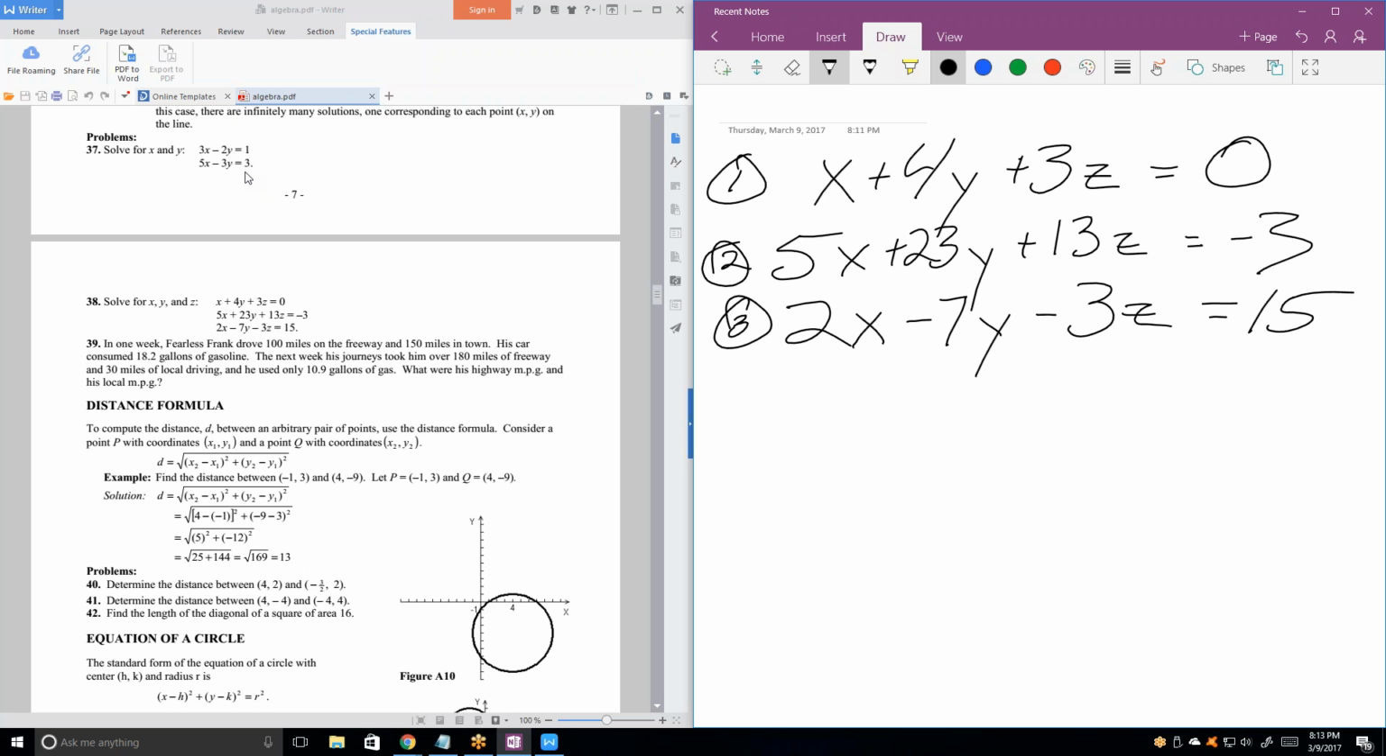It's easy to eliminate z. Notice I can add equation 1 to equation 3, and z is going to go away. But then eliminating z by using either 1 and 2 or 2 and 3 is not going to be particularly easy. So you always look for the variable to eliminate that's going to be the easiest arithmetic.